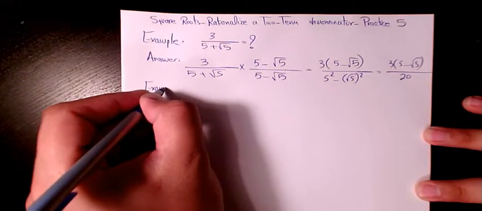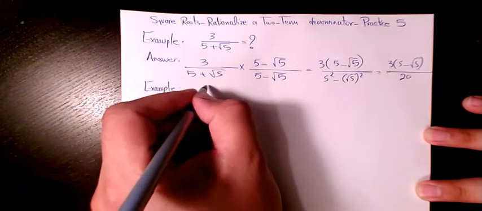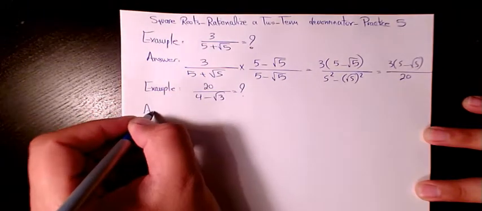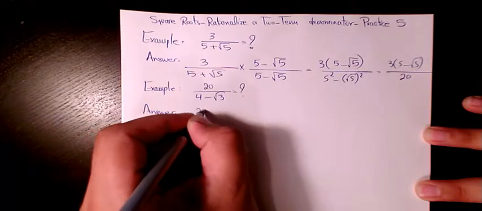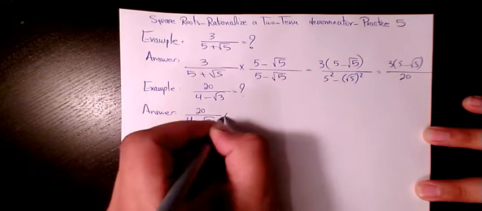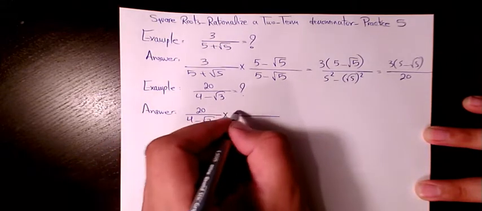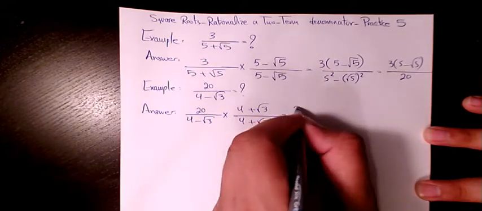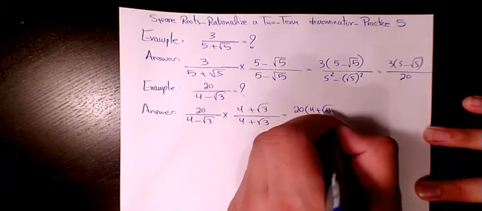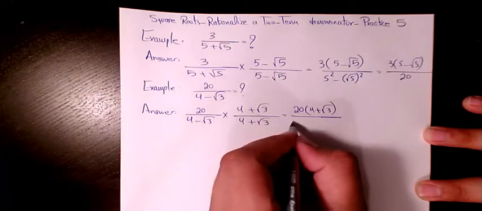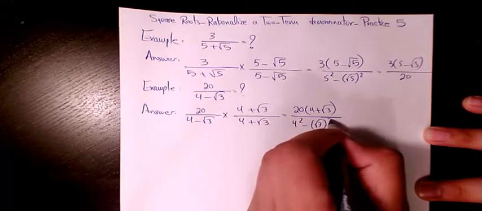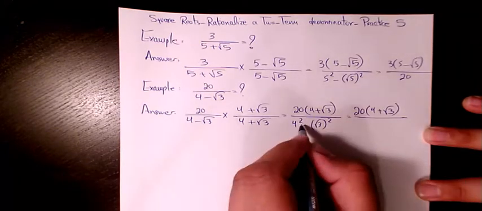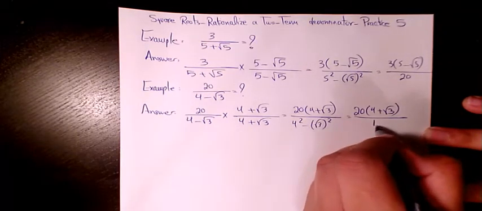Next example, we have 20 divided by 4 minus root 3. Answer is 20 over 4 minus root 3 times the conjugate of the denominator, which is 4 plus root 3 divided by 4 plus root 3. That's going to be 20 times 4 plus root 3. And here you have 4 squared minus root 3 squared. So that's going to be 20, 4 plus root 3 divided by 16 minus 3, which is going to be 13.